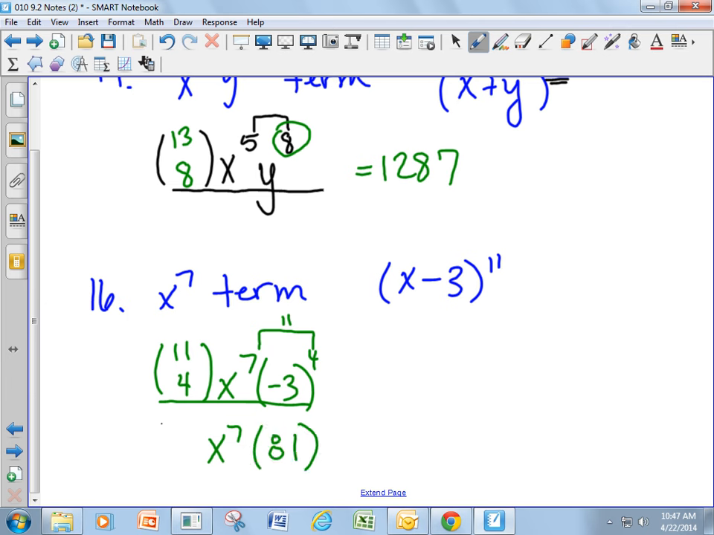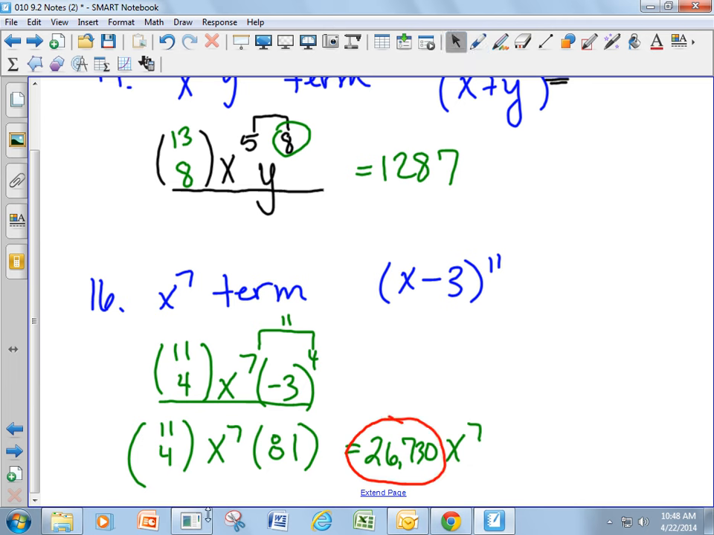So now if you take your 11 combination with 4, you're going to need to multiply that number by 81, and that will be your coefficient that sits with the x to the 7th. And that should be, it's going to be big, 26,730. So that number is the final answer to this question. That would be the coefficient.